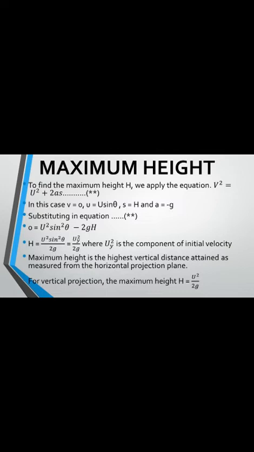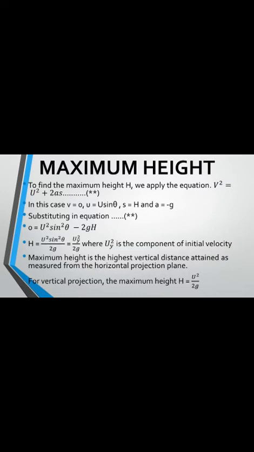Now, it means that the maximum height, which is the highest vertical distance attained from the horizontal projection plane, can be deduced using this formula. So whenever a body is projected at a given angle theta that is not equal to 90, we use the equation u squared sine squared theta all over 2g. But whenever it is projected with an angle that is equal to 90, that is when it is said to have been projected vertically, then we can use u squared all over 2g.